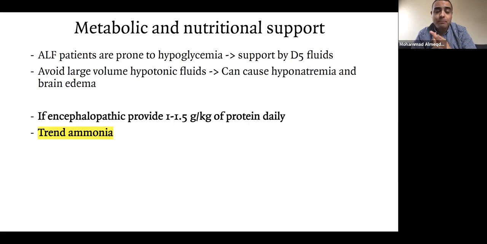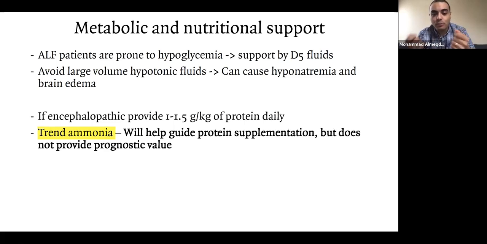You also want to limit their protein. You give them 1 to 1.5 grams per kilogram of protein intake because of encephalopathy. And you trend their ammonia. We hate trending stuff, but here we trend their ammonia. And the reason why is to guide your protein supplementation. If the ammonia is going down, then it's okay to give them protein. If ammonia is going up, then you limit their protein more. But it does not really provide any prognostic value, even with high ammonia. It's just a trend that you're looking for.